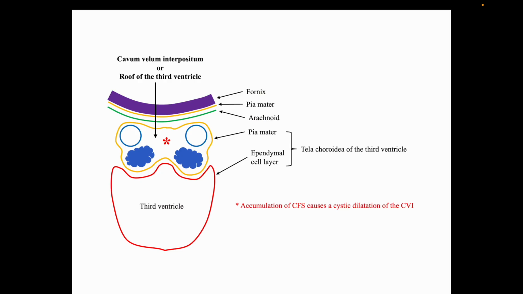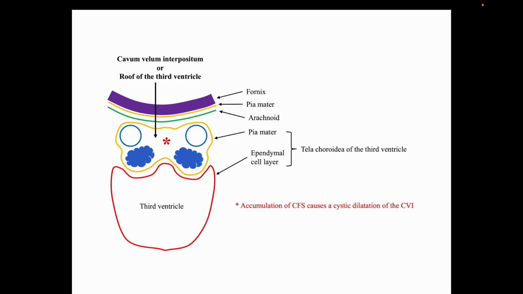So as you see, you can identify in this image, marked with the asterisk and with the black arrow, the cavum velum interpositum, or roof of the third ventricle. Okay, and that contains the internal cerebral veins and the choroid plexus of the third ventricle.